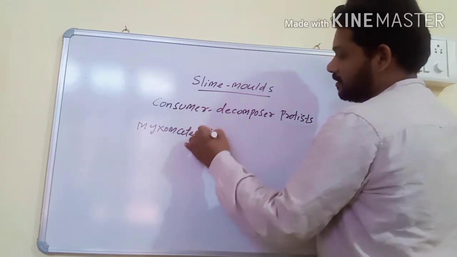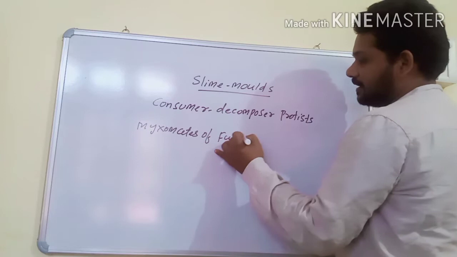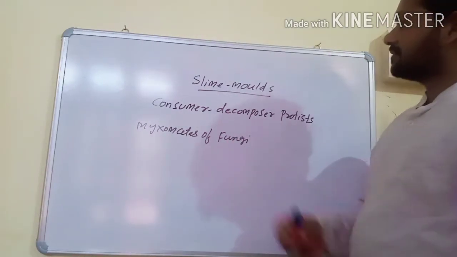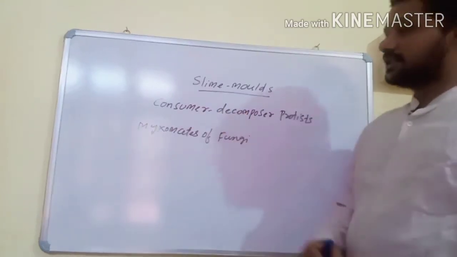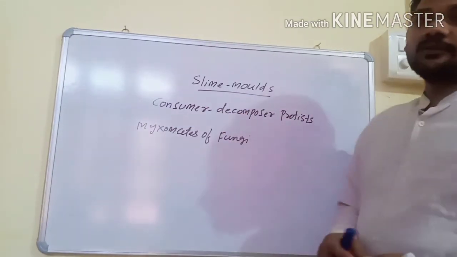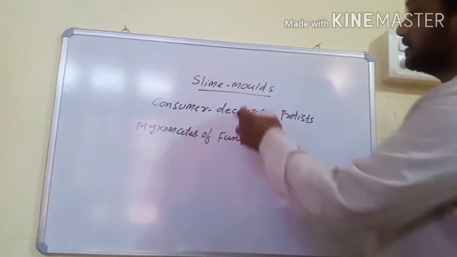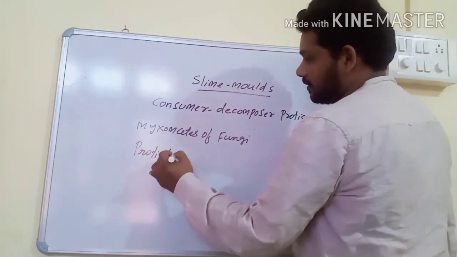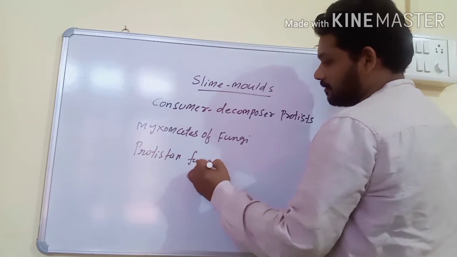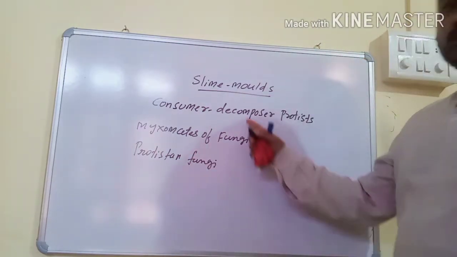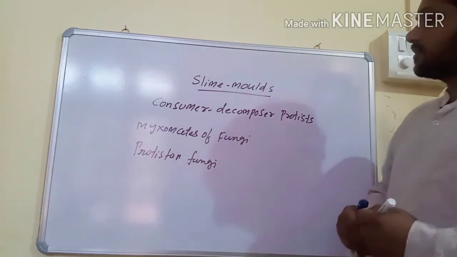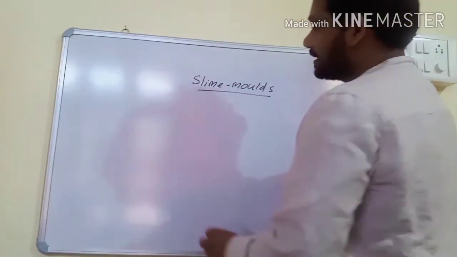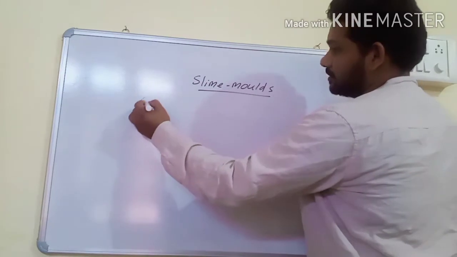Initially they are placed in the class Myxomycetes of fungi according to the two kingdom classification. They are also called protistan fungi because many characters of slime molds are similar to fungi. Hence they are called protistan fungi. Now we will discuss some general characters of class slime molds.